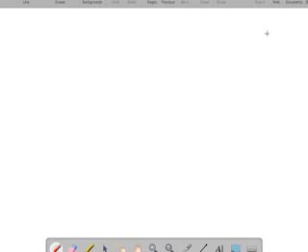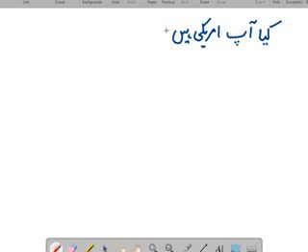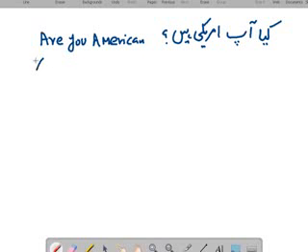Now see another sentence. Kya aap Amriki hain? This is a question. It means, are you American? An answer can be yes, I am American, or no, I am not American.